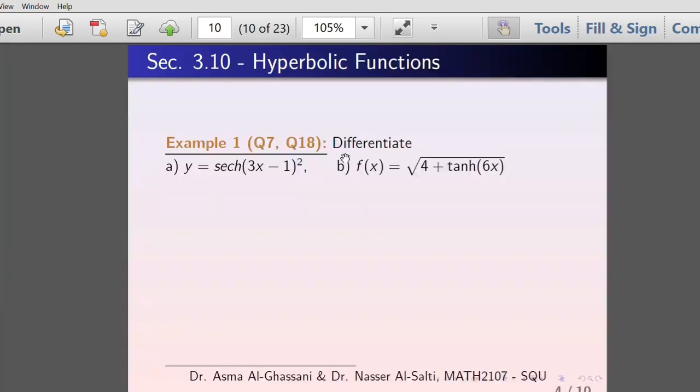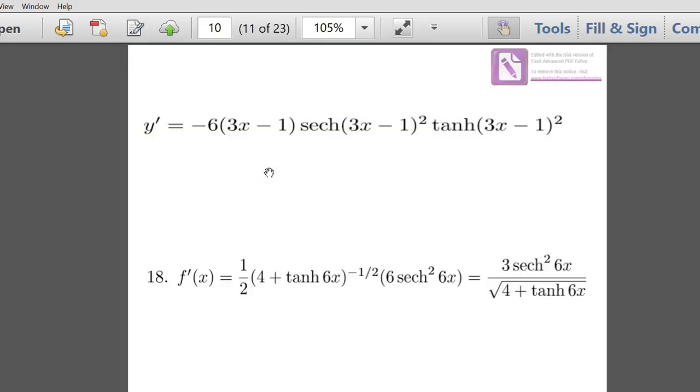Then once you differentiate the hyperbolic sec, you need to differentiate what is inside the bracket, (3x minus 1) all squared. So we need to multiply it by the derivative of this one. It will be 2 multiplied by (3x minus 1). Then we need to multiply by the derivative of this bracket, which is 3. So here we get minus 6 multiplied by (3x minus 1) multiplied by hyperbolic sec (3x minus 1) all squared multiplied by hyperbolic tan (3x minus 1) all squared.